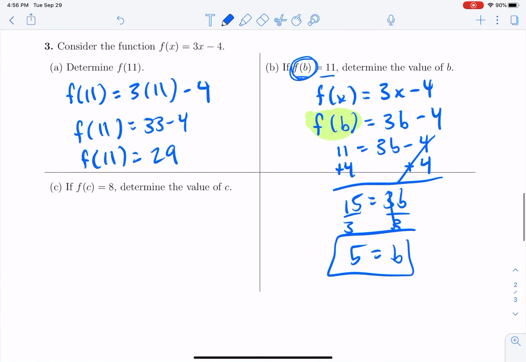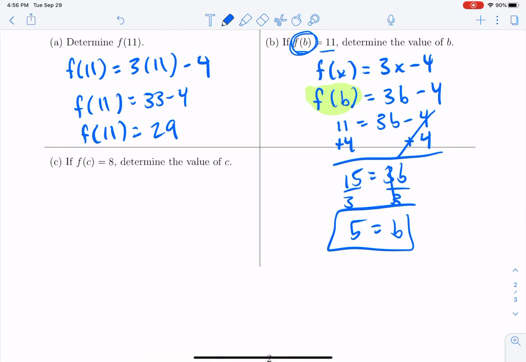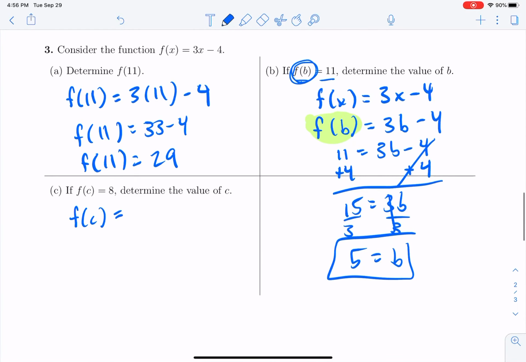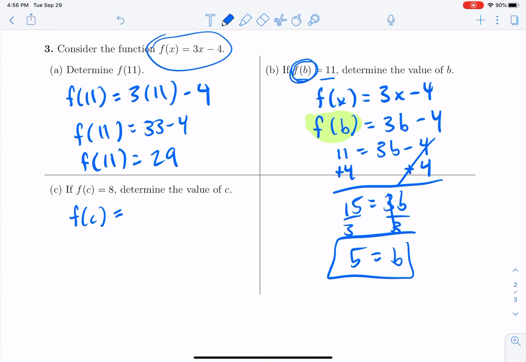Okay, let's take a look at part C. f of c equals 8. Determine the value of c. Okay, so I'm going to replace everything in my equation with c. So f of c equals, here's my equation from way back when, 3 times c minus 4. Now we know what this part of the equation is. We know what f of c is. It's 8. So I'm going to write 8 equals 3c minus 4.